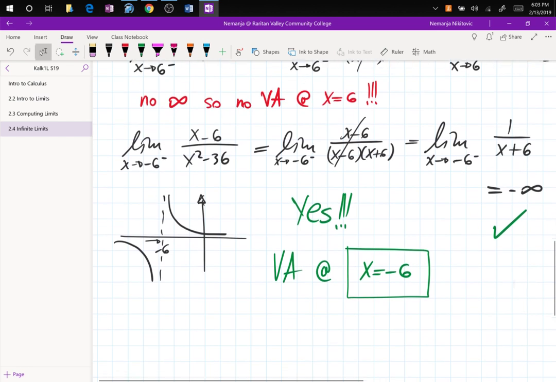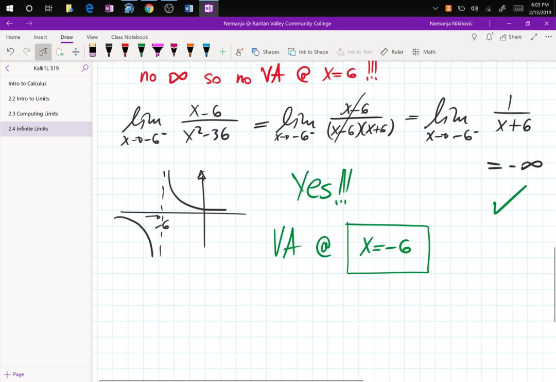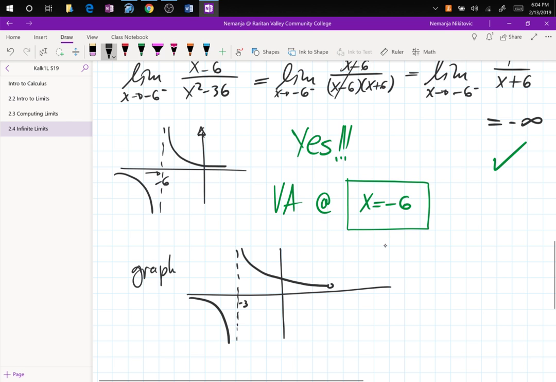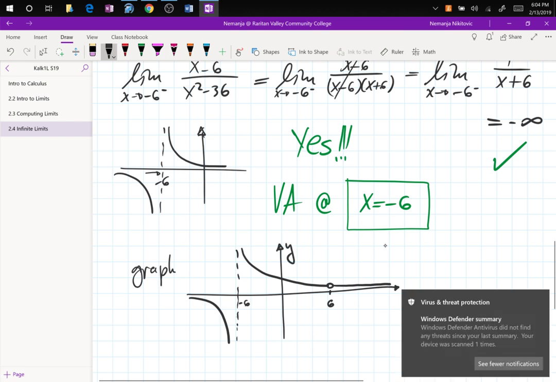Now, if you are to take your trusty graphing calculator, TI-80 whatever, and you graph this function, you will come up with a graph like this. So there would be, not negative 3, negative 6. And at positive 6, it would have this open circle.